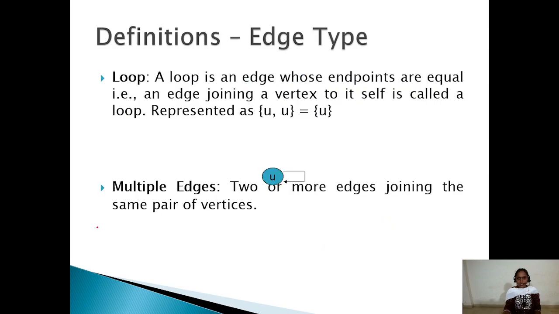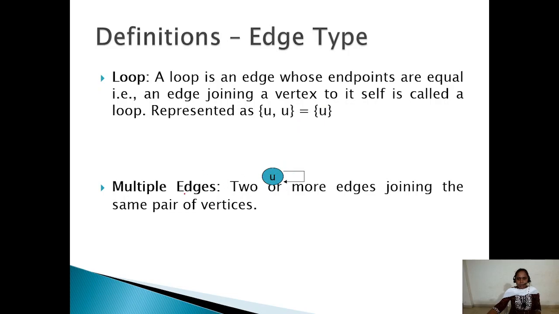Go to next. Loop. What is a loop? A loop is an edge whose endpoints are equal. It means U is a self loop of U, U connected to itself. The loop is represented as U comma U. U comma U means U is a self loop of U.